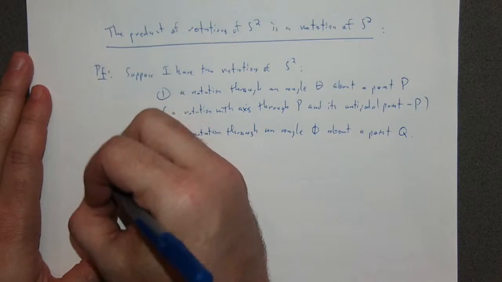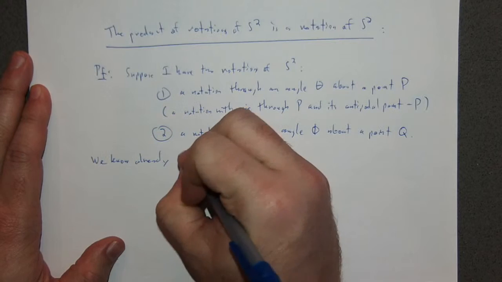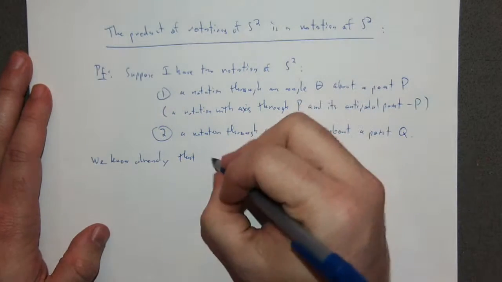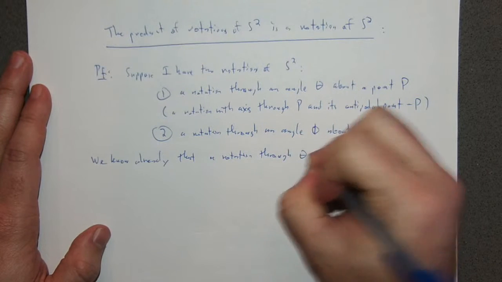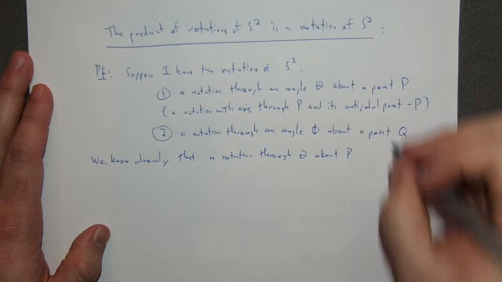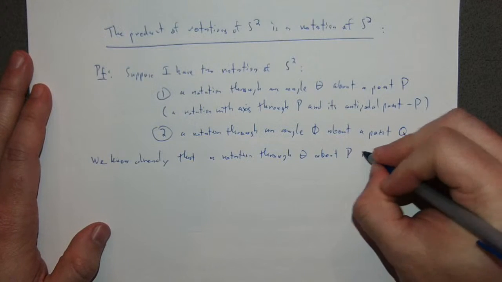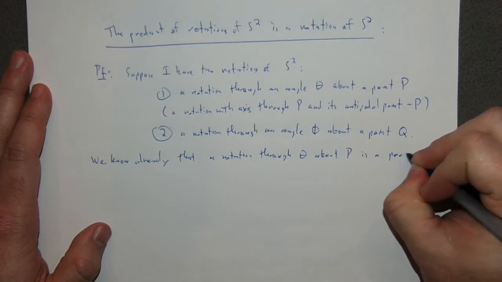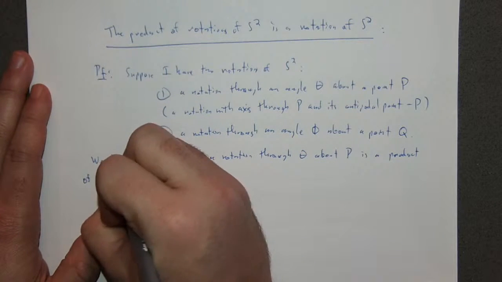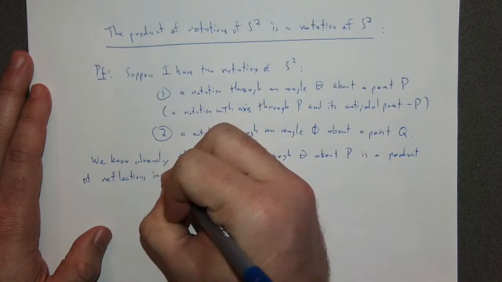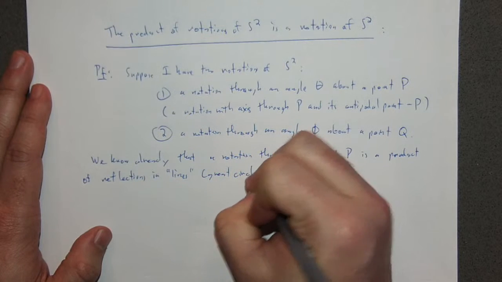Now we know already that a rotation through theta about P is the product of reflections in great circles through P. So this is a product of reflections in lines, that is great circles, through P.